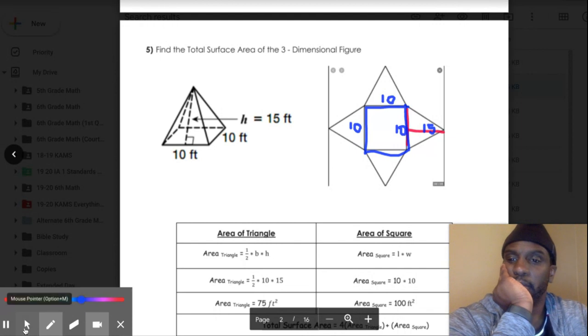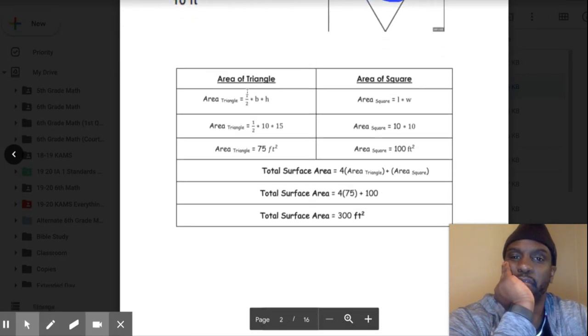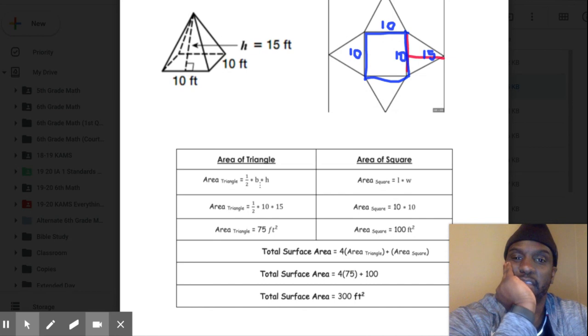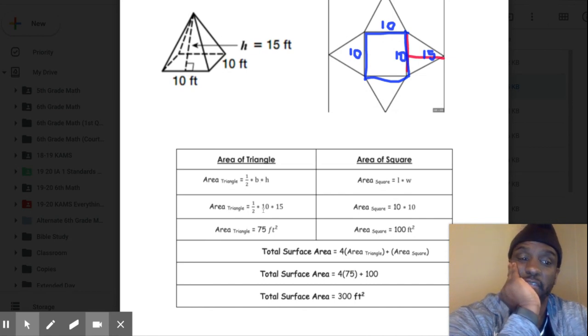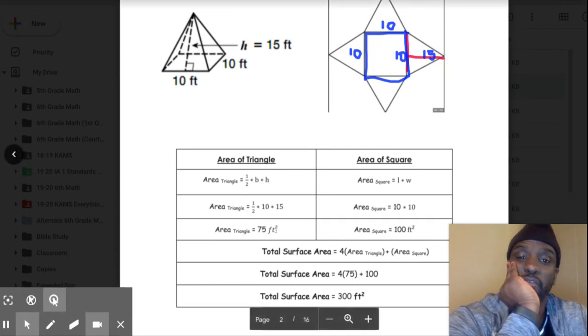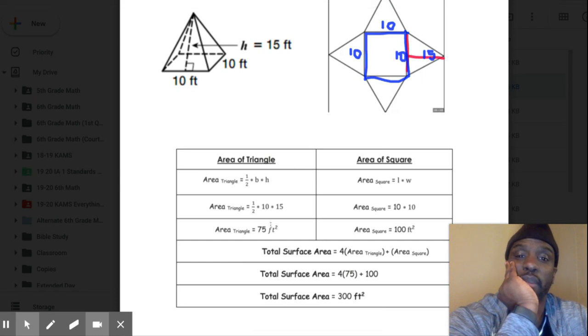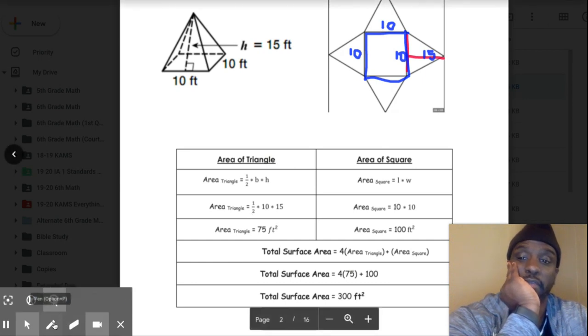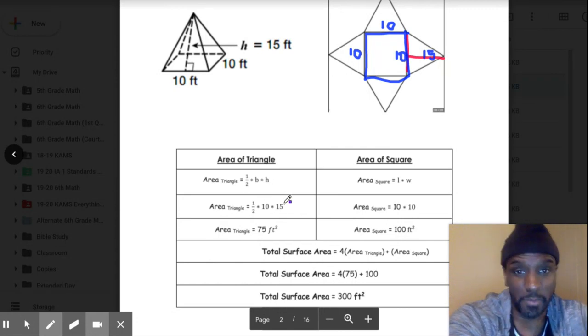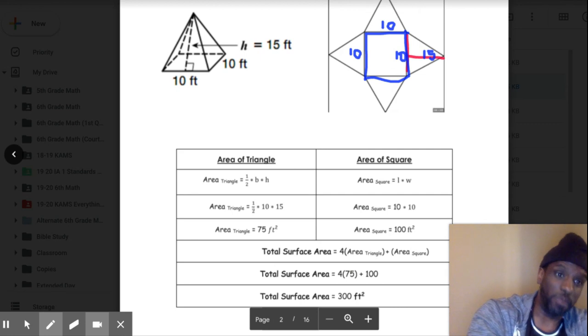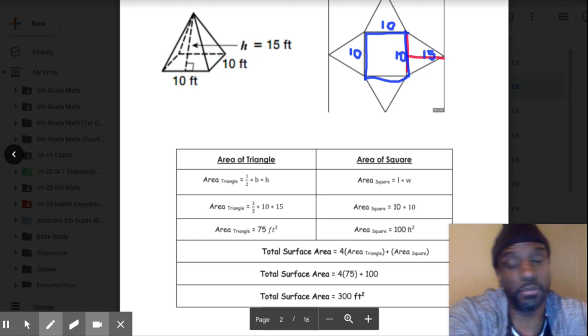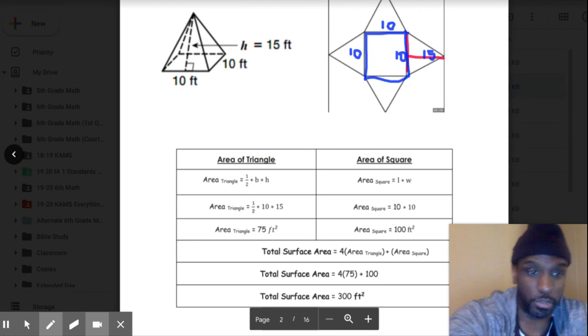Okay, now here we go. So looking here in my calculations, I calculate the area of the triangle. It was 1/2 base times height, or it was 1/2 times 10 times 15. 10 times 15 is 150. 150 times 1/2 will give you 75. So the area of one triangle is 75 feet squared. Okay, you can see that right here. 10 times 15 is 150. 150 times 1/2 is 150 over 2. 150 over 2 is 75. Remember, every fraction is a division problem.